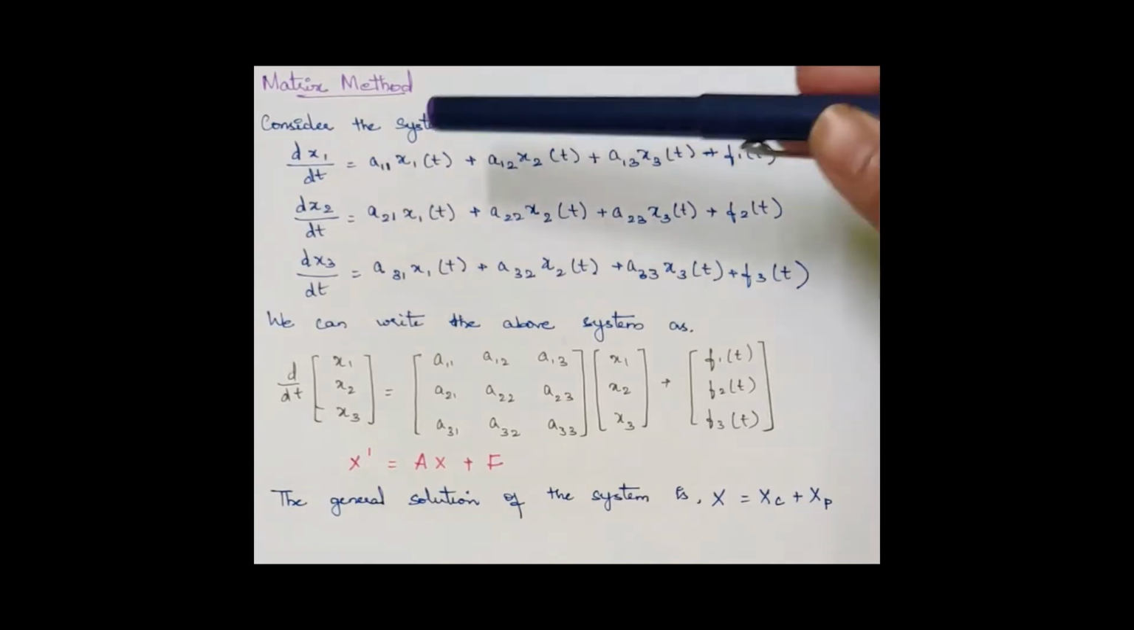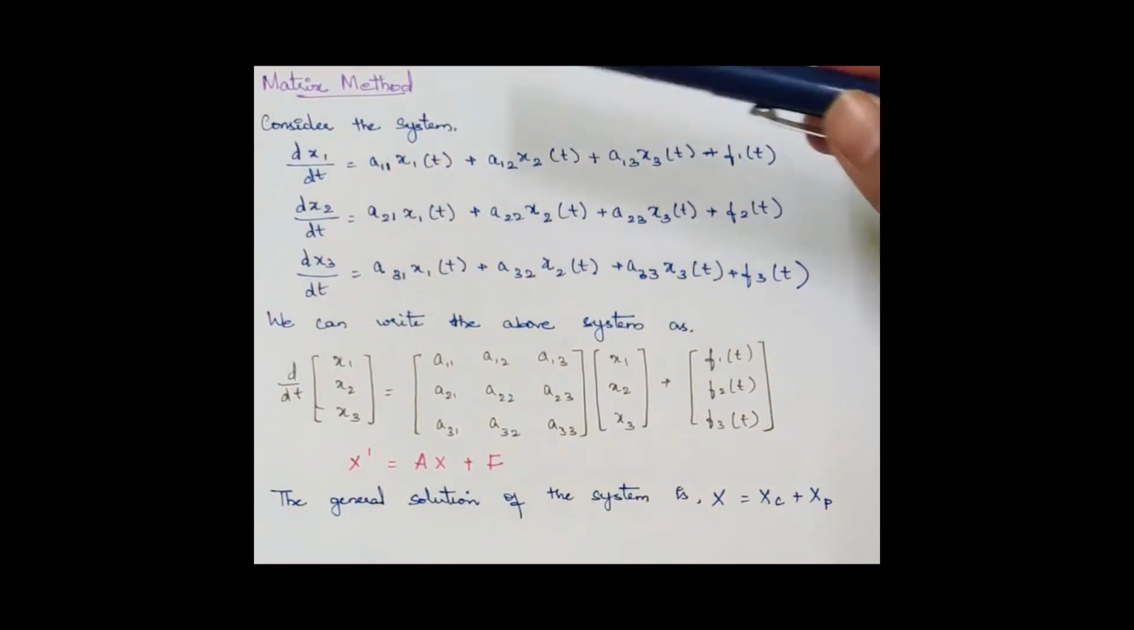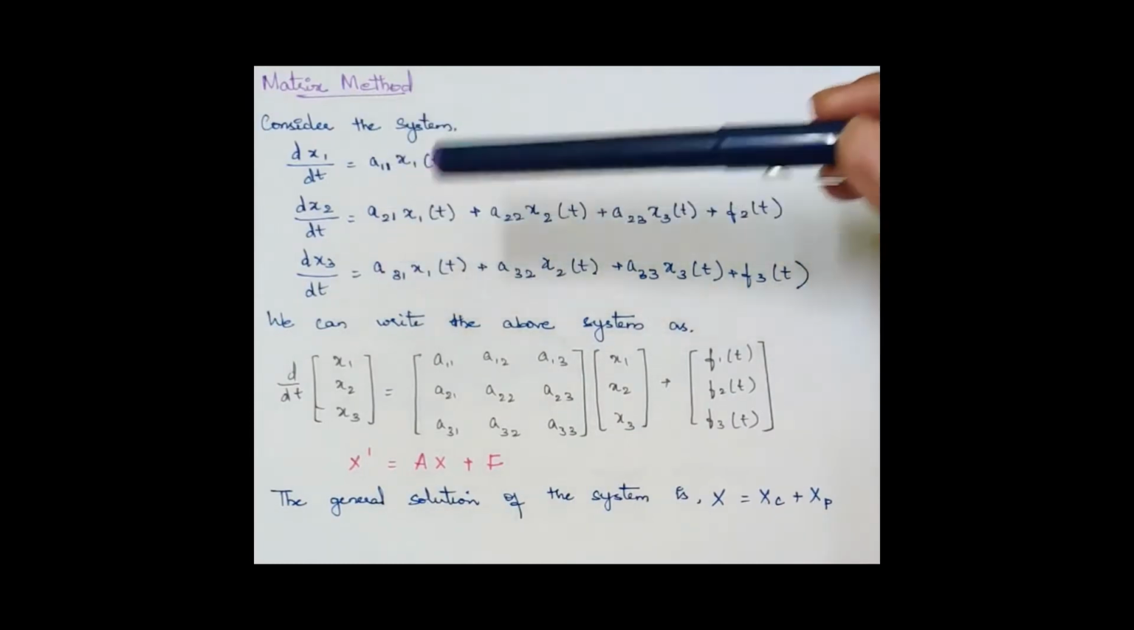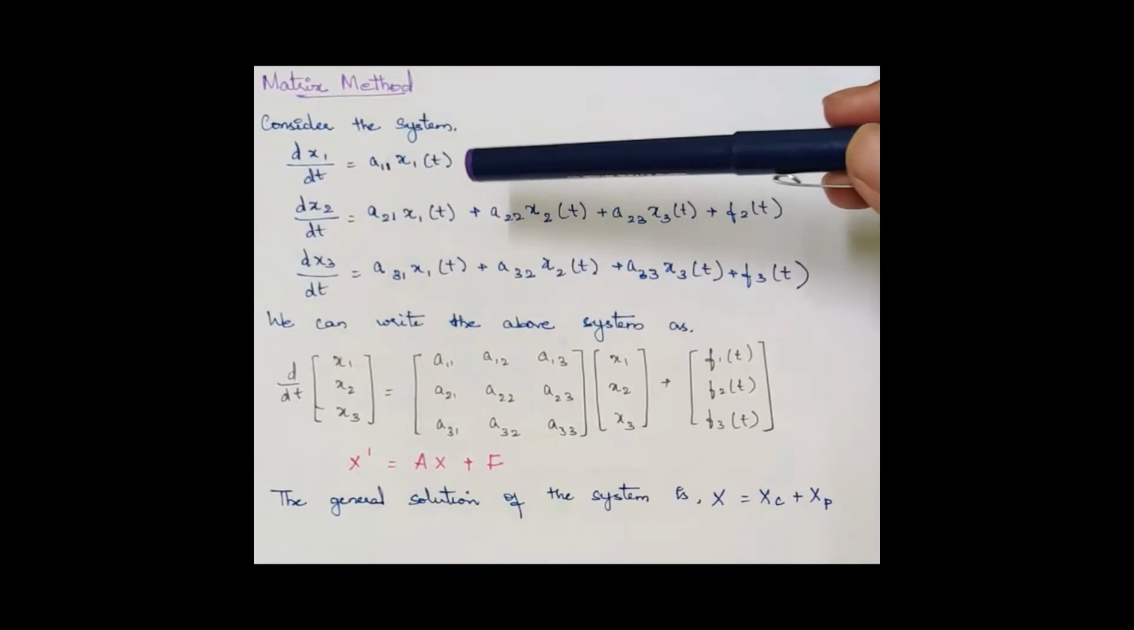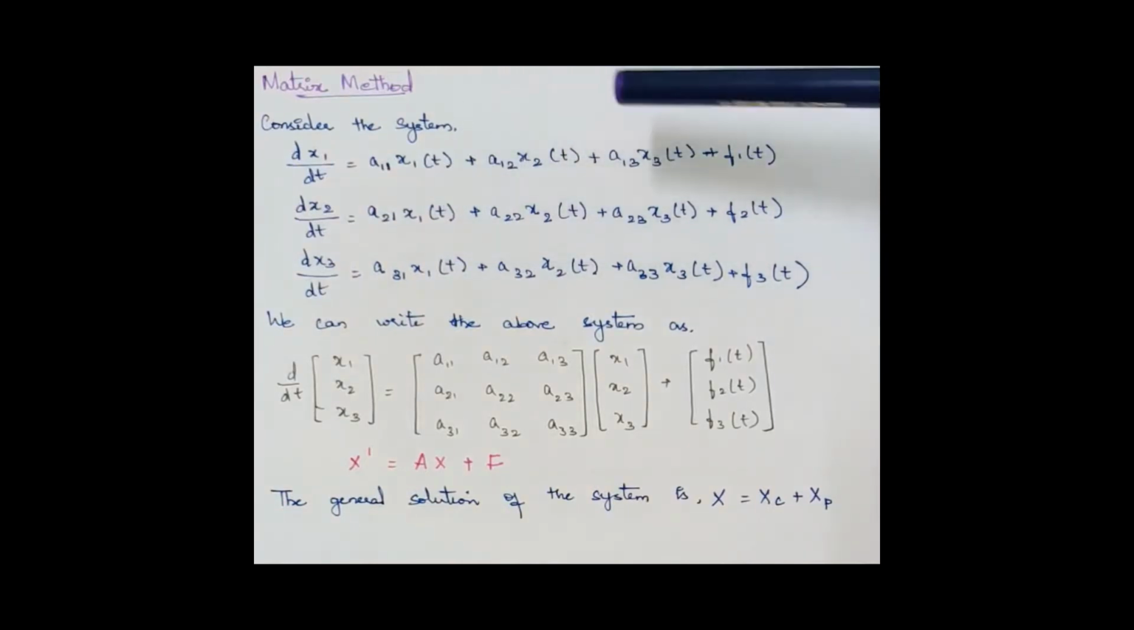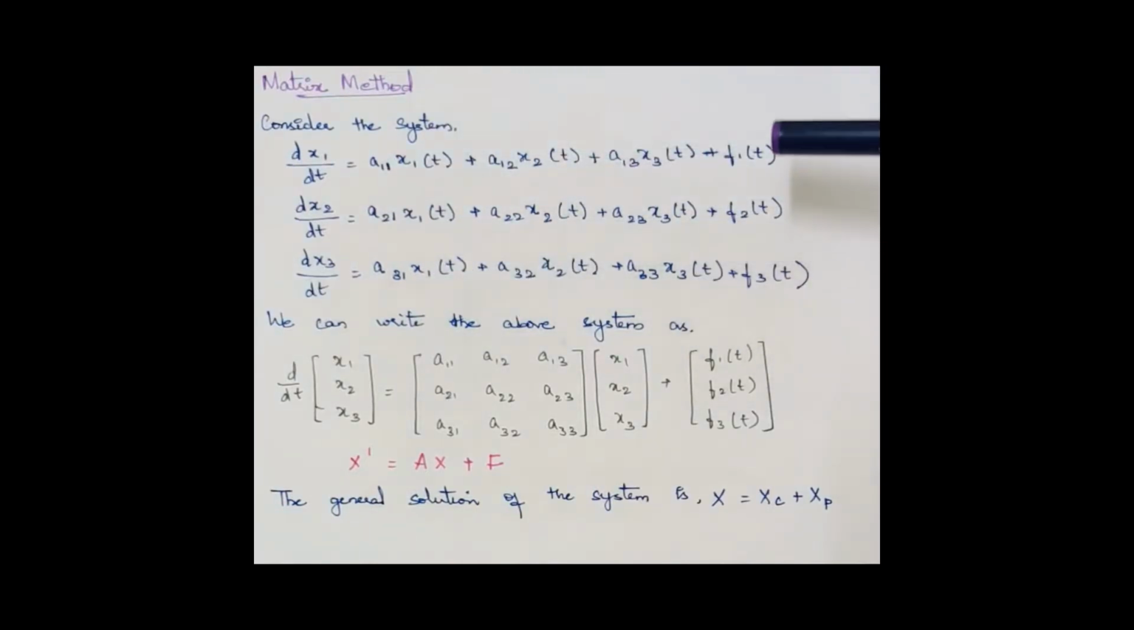So you have the terms in x1, x2 and x3, and their corresponding coefficients are a11, a12, a13. They are in this format, and the functions are f1(t), f2(t) and f3(t). So how do we solve these to find x1, x2 and x3?